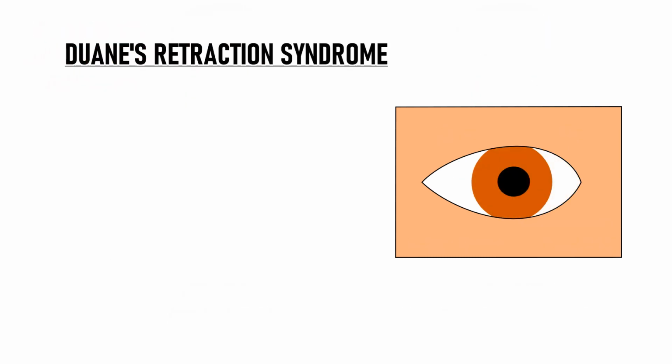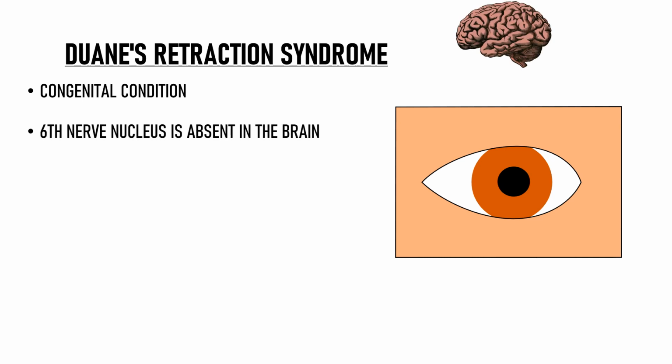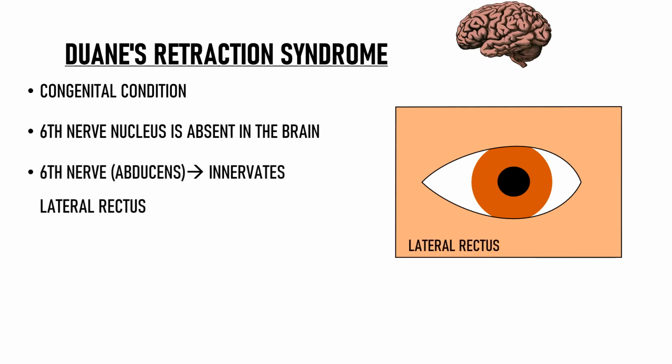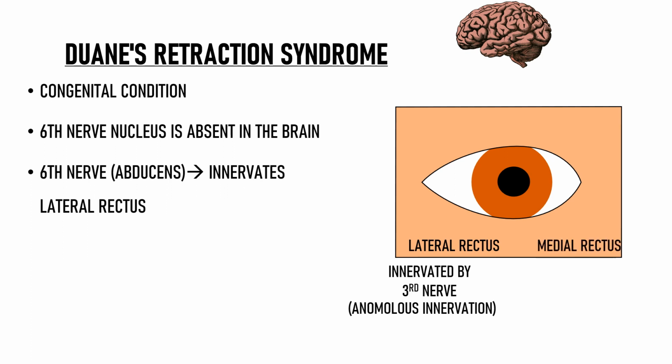Duane's retraction syndrome is a congenital condition in which the sixth nerve nucleus is absent in the brain. As we all know, sixth nerve is the abducens nerve, which innervates the lateral rectus muscle. In Duane's retraction syndrome, the lateral rectus muscle is not innervated by the sixth nerve. Instead, it is innervated by a branch of the third cranial nerve. This is an anomalous innervation. And this same third cranial nerve normally supplies the medial rectus as well.